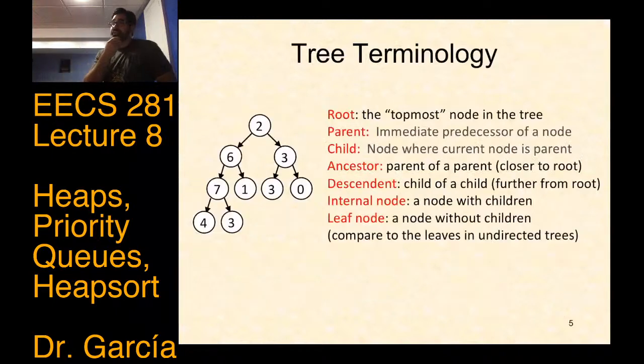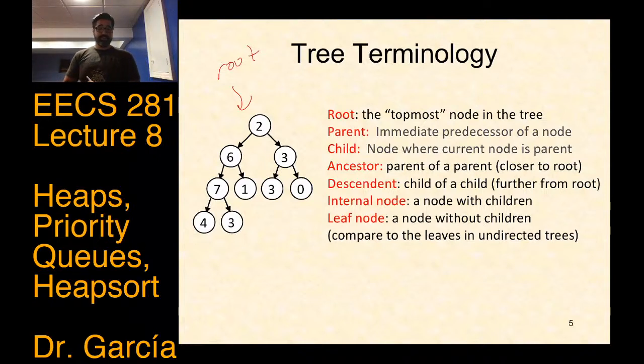We should also review some terminology about trees, just to be on the same playing field, because different books might refer to the same thing with different terminology. So root is the topmost node of the tree. So in this picture, this is the root. A parent is an immediate predecessor of a node. So 2 is the parent of 6, right, in this tree, and it's also the parent of 3, and so forth. A child is a node where the current node is the parent, so that's pretty easy to understand.